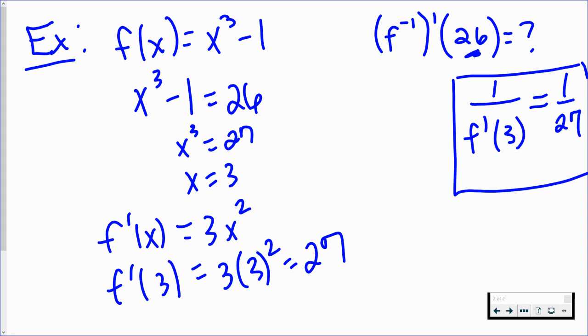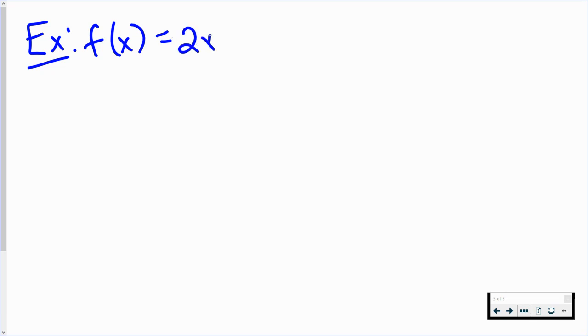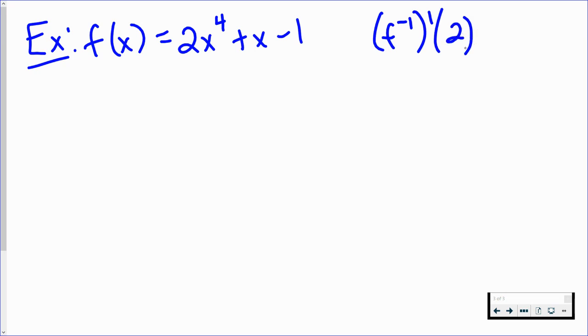Okay. Again, it becomes more like a process. You look at what's the x coordinate of the inverse. I'm going to set my function equal to that and figure out what x coordinate would have that y value, because again, they are reversed when we're talking about inverse functions. Okay, let's try another one. Let's say we have the function 2x to the fourth plus x minus 1, and we want the derivative of the inverse at 2.